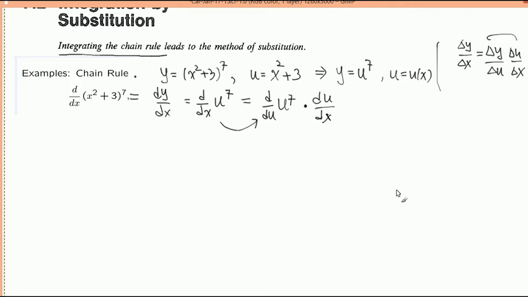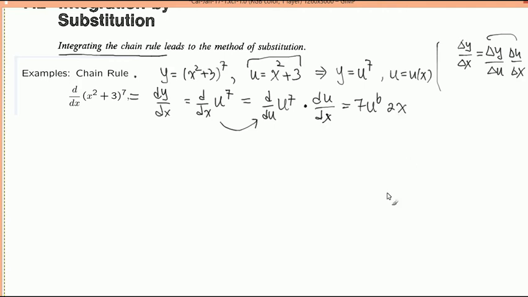Make sense? So what is the answer to this one? If you differentiate this with respect to u, that's 7 times u to the 6th, right? But you have to multiply by u's derivative with respect to x. What is the derivative of this one?